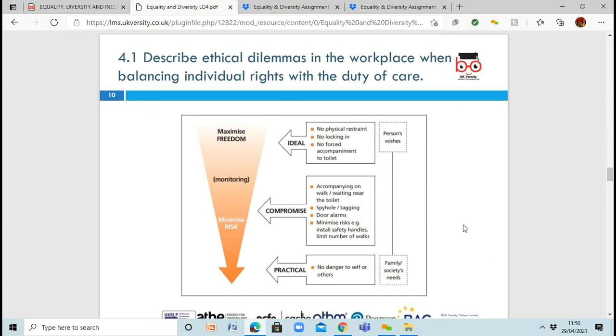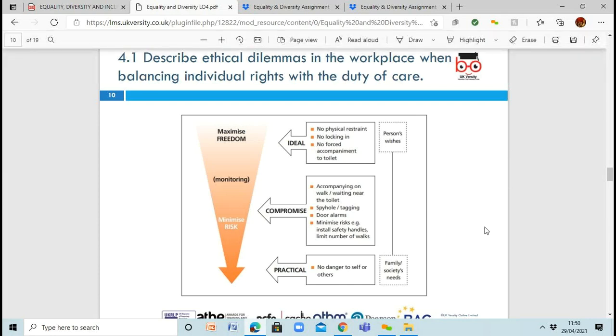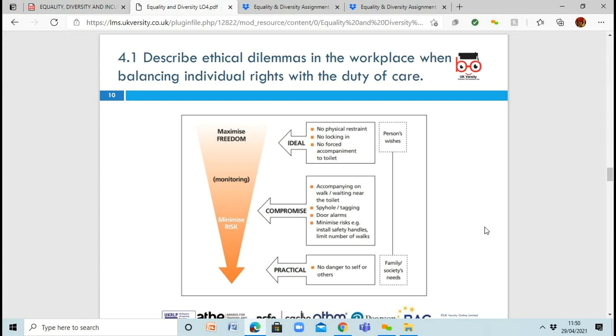On here, this is for somebody who has dementia. This is where I got this from. Now, we've got to think, because with dementia, it's somebody who obviously is forgetting things. They're not quite in their right mind at that moment. So there's a few points here. You've got maximize freedom at the top, and then you go minimize risk. In an ideal world, you're following the person's wishes. You're not doing any restraints. You're not locking them in. You're not forcing them. You're not taking them to the toilet and standing there while they're using the toilet.